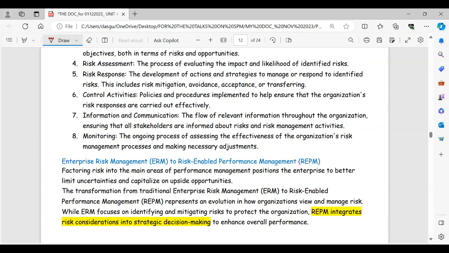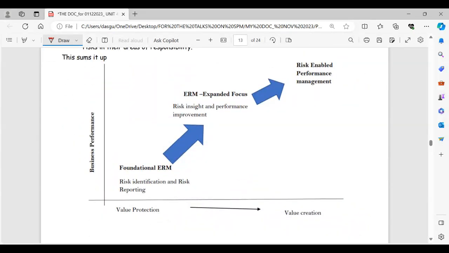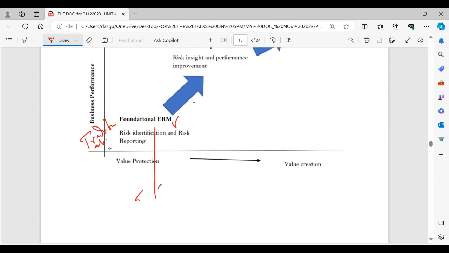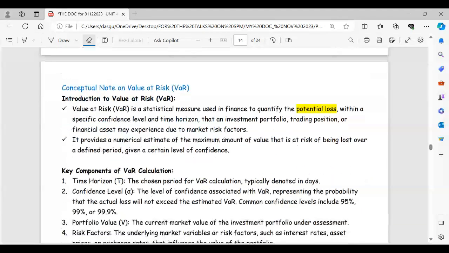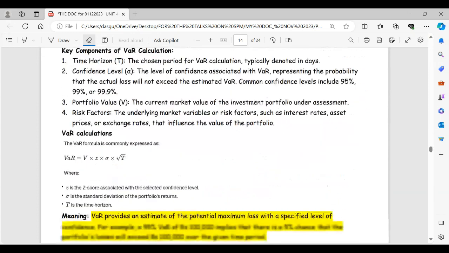Now this diagram is also from your study notes, a very interesting diagram. Prior to that, we used to have our traditional risk management here, and we tried to move into our foundational ERM, and then from there we have moved on to the risk-enabled ERM. This question is also from the study notes, and you can just look into it and refer to me whenever required.